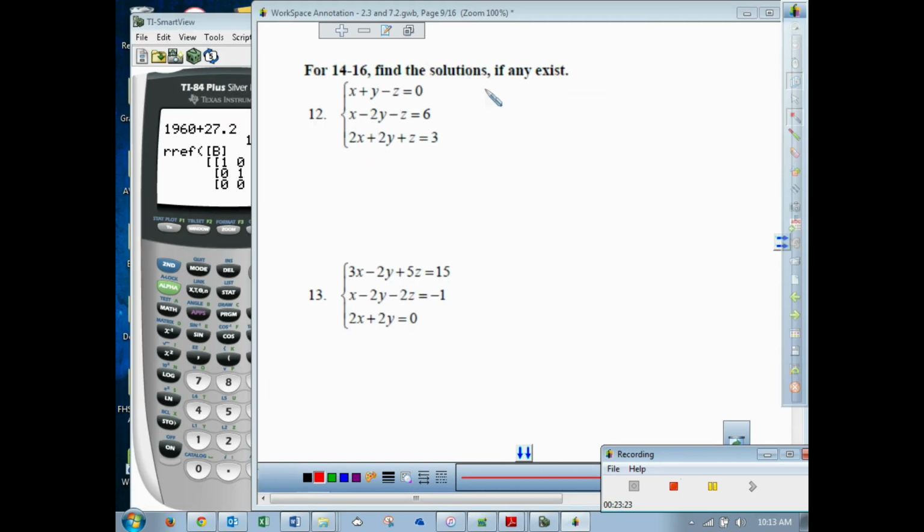Let's do this one. So let's make our augmented matrix. 1, 1, negative 1, 0. What if there wasn't a variable there? Don't you put a 0 as a placeholder in its place? Like if there were no, we'll see that on the next problem, I guess.